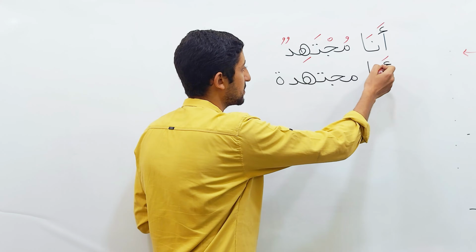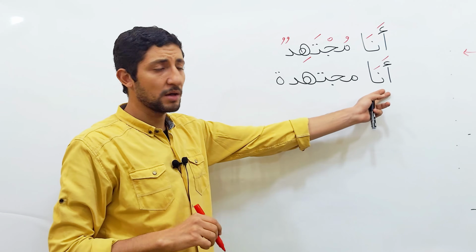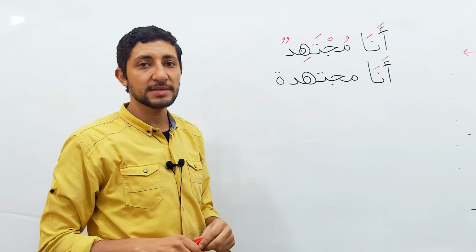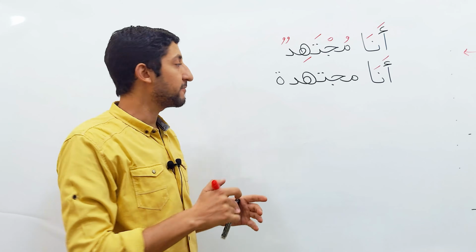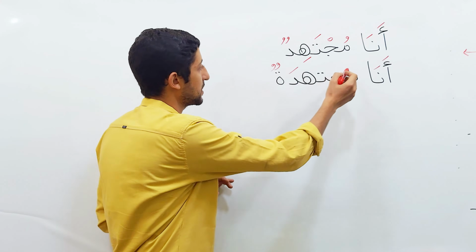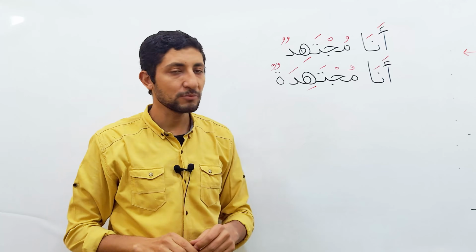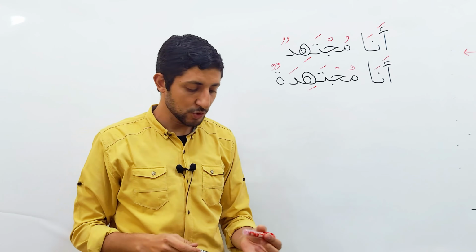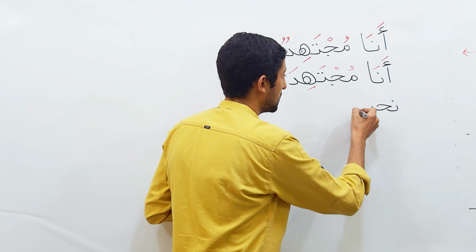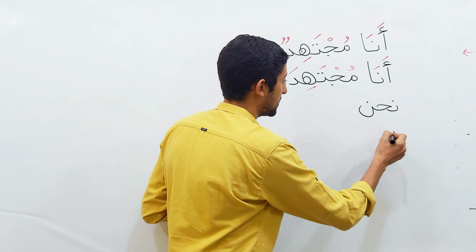So the signs or the labels will be the same for the pronoun. What about for مجتهدة? We said once we add the tied ta, the letter before will have فتحة, and then all the labels will move the same. أنا مجتهدة. What about for dual? Dual is using نحن for both genders. So we will repeat it twice. نحن.